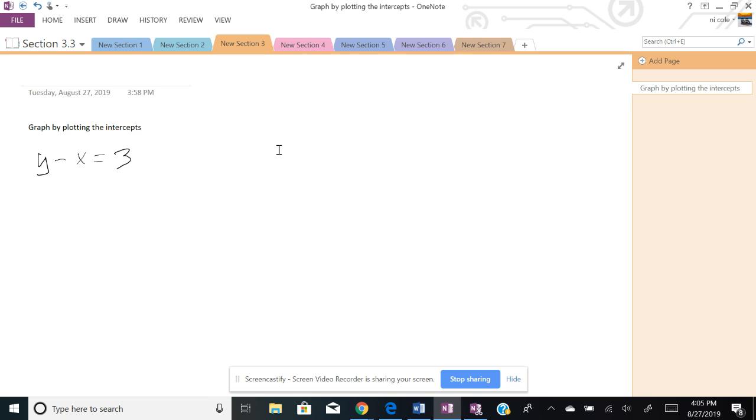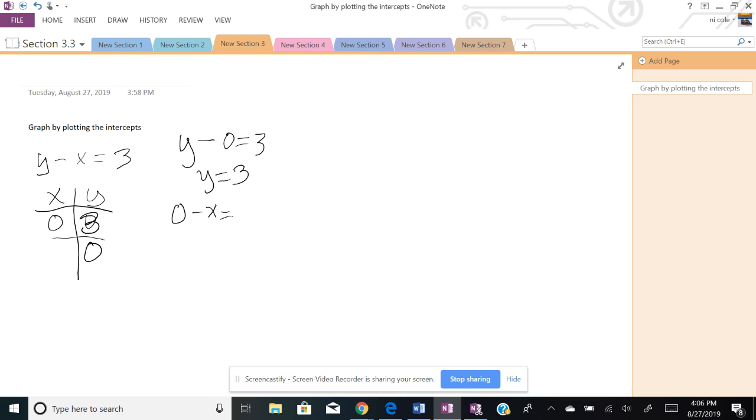You're going to be told something like graph by plotting the intercepts, okay? So when you get that, you make this x, y table, and you want to pick x equals 0 and y equals 0, and you have to find the missing point. Just like before, you're going to write y minus 0 is equal to 3, y is equal to 3. So you get the point 0, 3. Then you replace y with 0. So you get 0 minus x equals 3, so negative x equals 3. Divide by -1, divide by -1. x is equal to -3.